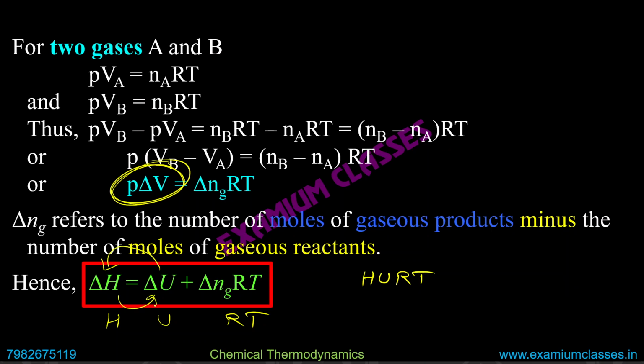This is a common mistake students make. Sometimes students write delta U equals delta H plus delta Ng RT, which is wrong. So remember, everything is positive. First of all, it is a plus sign, not a minus sign, and it is the HURT formula: H for delta H, U for delta U, and then RT means delta Ng RT.